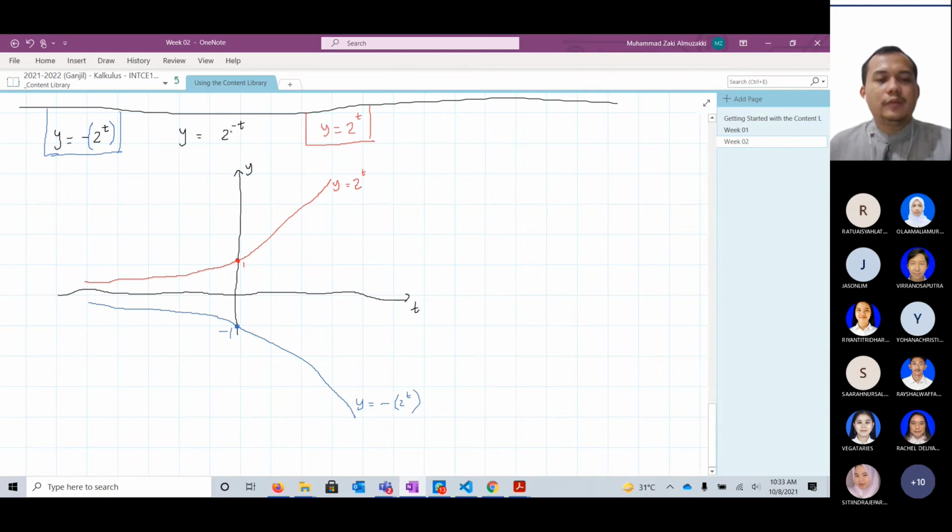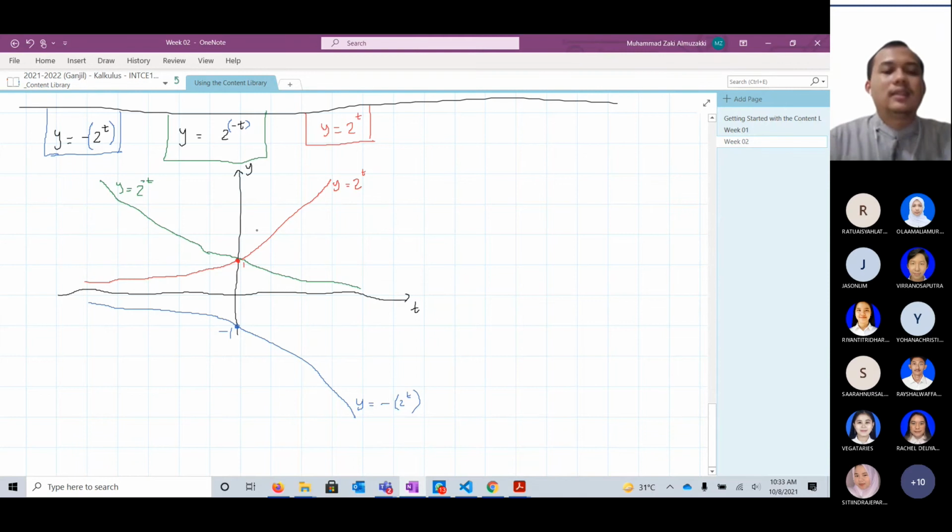Now, what if we multiply minus 1 to the independent variable? In this case, we have a reflection across the y-axis, so it should look like this. So here we have y equals 2 power minus t. Understood? Yes, sir.